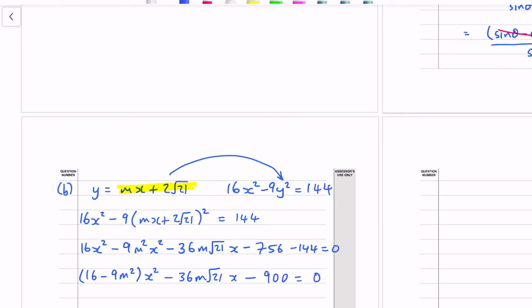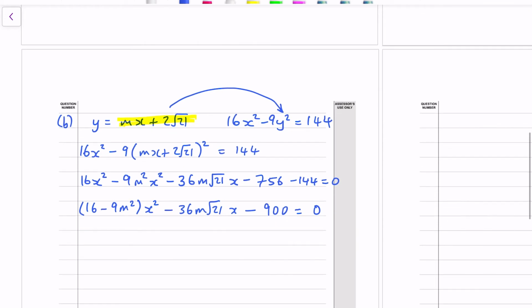And if the line is to just touch the hyperbola, the discriminant of this equation must be 0. There must be only one value of x where the line touches for a particular value of m. So discriminant b squared minus 4ac equals 0. And if we expand this out, probably should have divided through by a number to make this a little bit nicer, because the numbers are going to become huge.